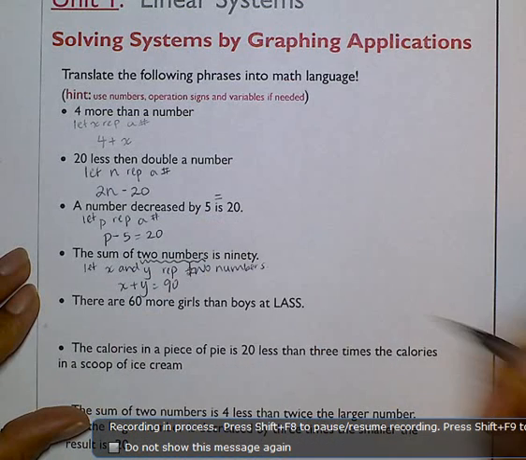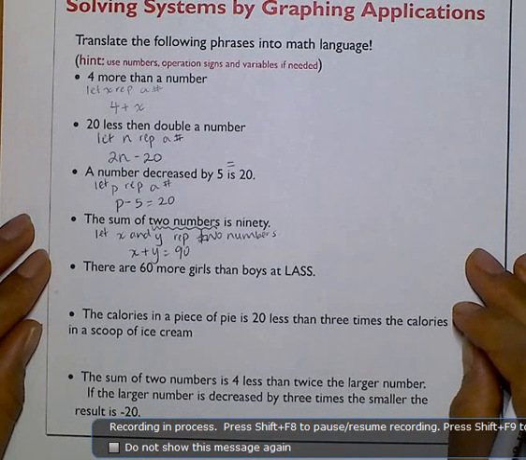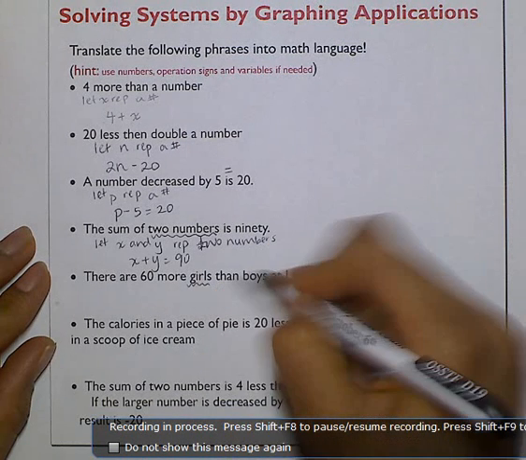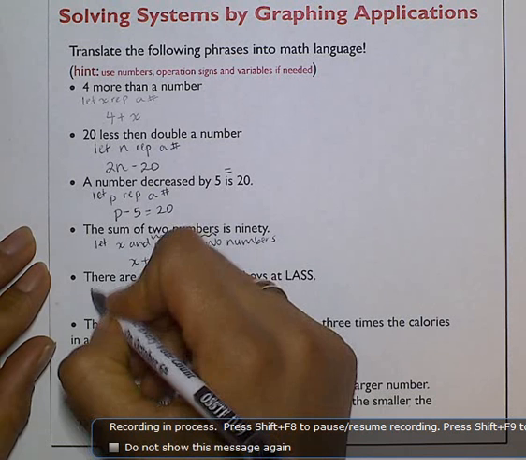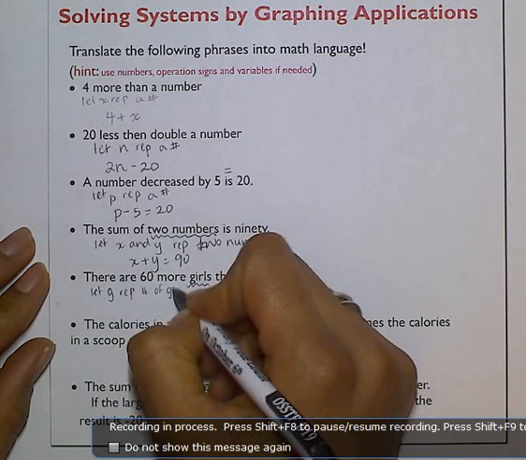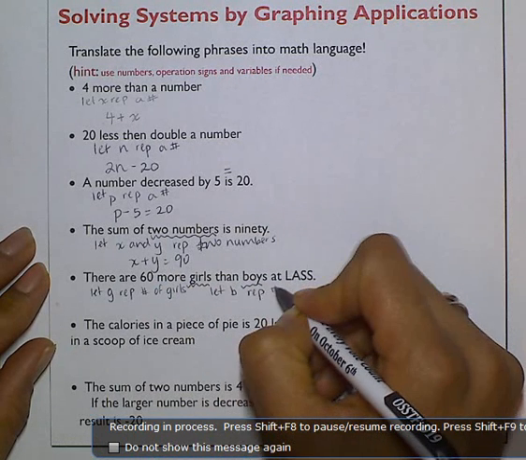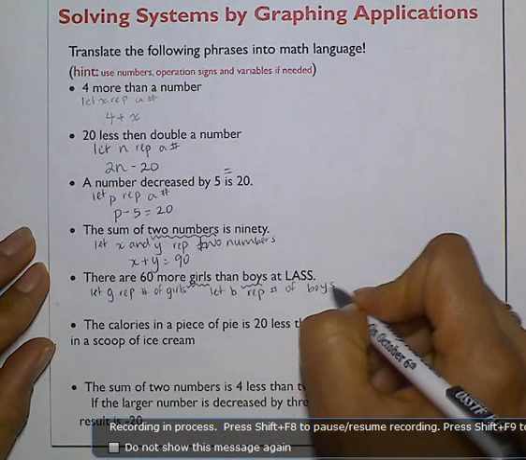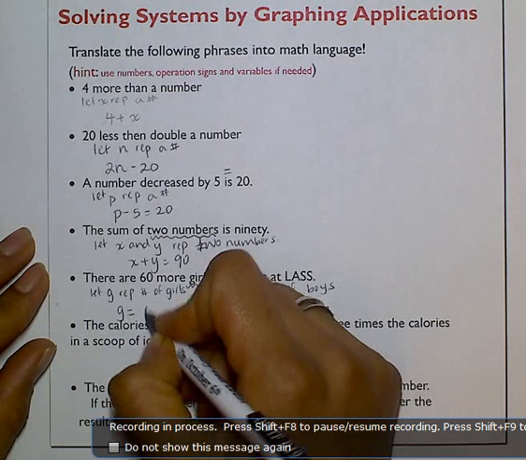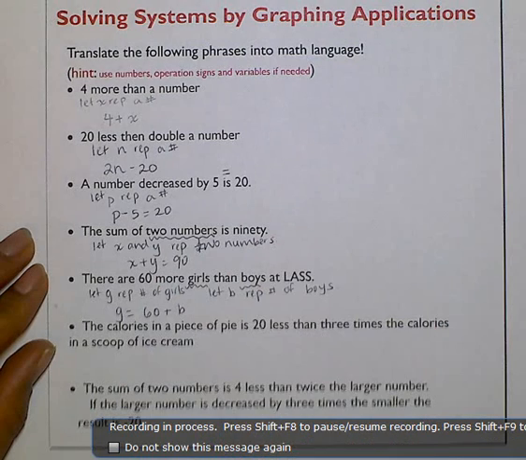The next one is there are 60 more girls than boys at lunch. So here again we have two variables, which is the number of girls as well as the number of boys. So I'm going to say let G represent number of girls and let B represent number of boys. So there are 60 more girls. So the number of girls is equal to 60 plus whatever the number of boys there are at lunch. So girls is 60 more than the number of boys.